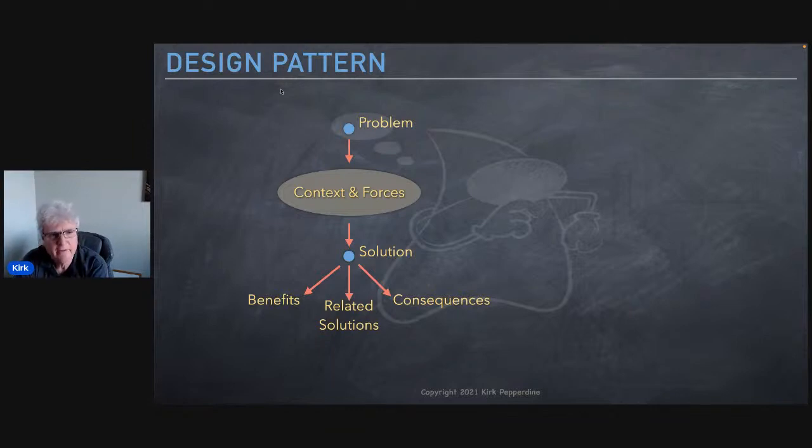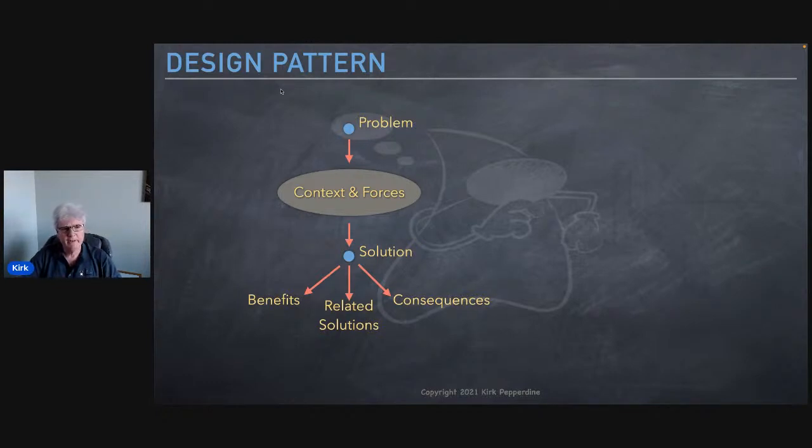Really what we're seeing is that, in software, we're always faced with some problem or some business domain thing that we need to come up with a solution for. It's this context and these forces that help shape our solutions to these particular problems. And of course, with any solution, there are going to be benefits and consequences, and probably alternate paths that we could have taken.